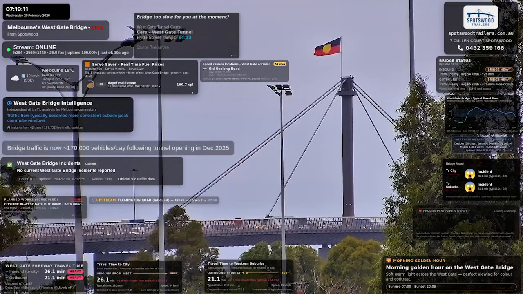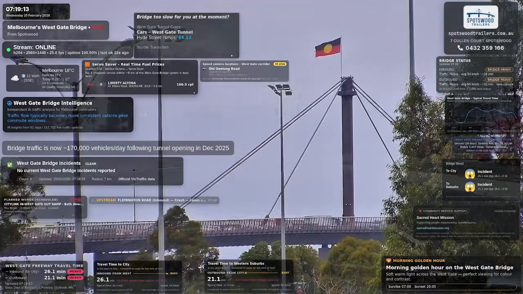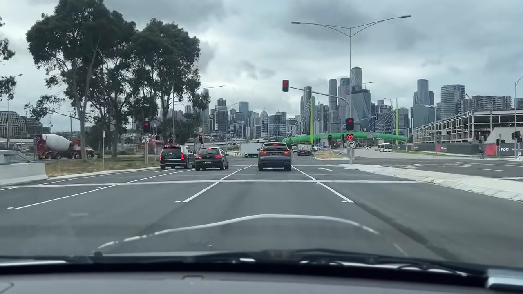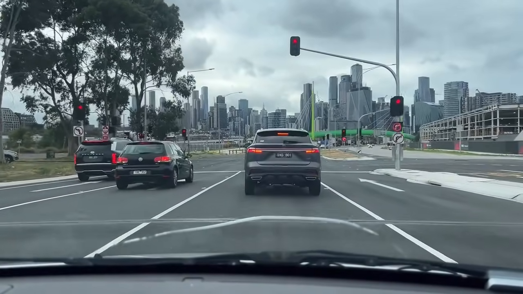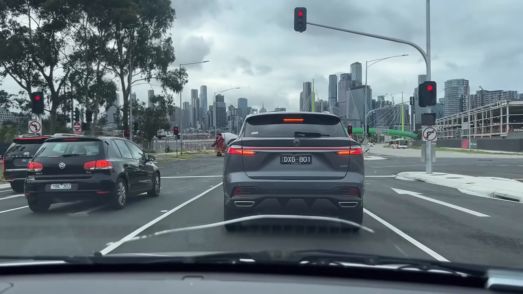Okay. Yeah, fuel prices. Very, very important. Lots of people are interested in that.